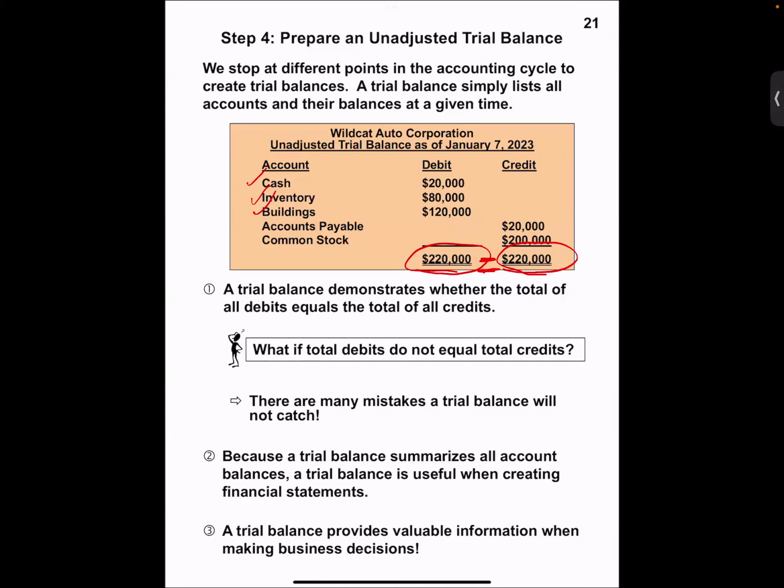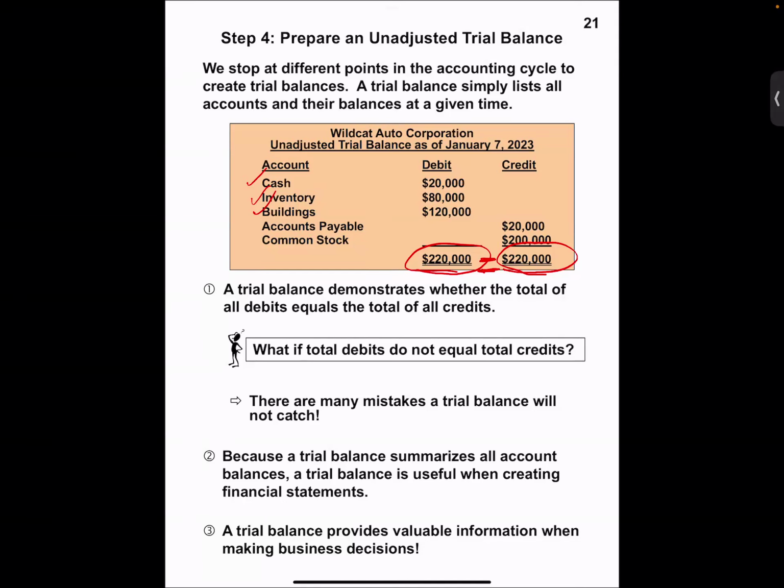There are some things a trial balance wouldn't catch. For example, if you ignored a transaction, forgot to record one, and all your other transactions are correct, your trial balance would still be in balance, but it's not correct because it's missing an event, it's missing a transaction.